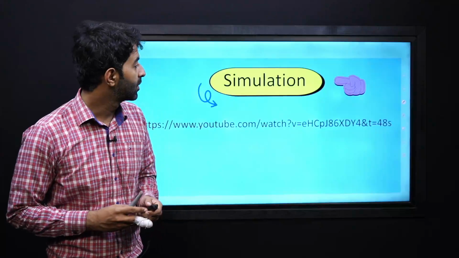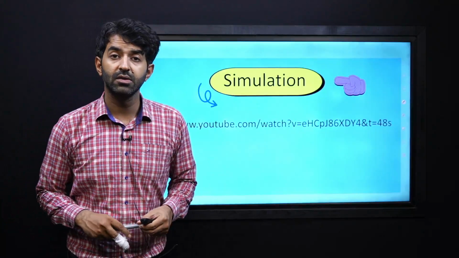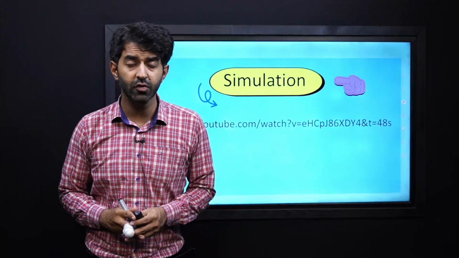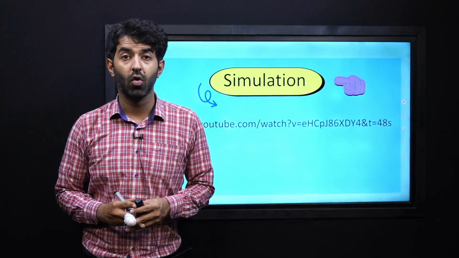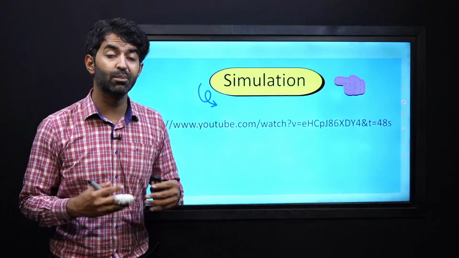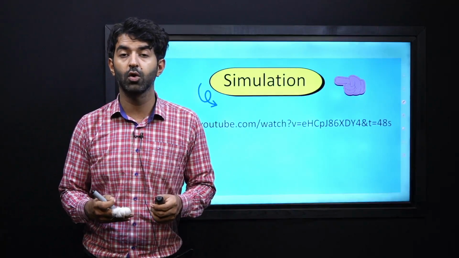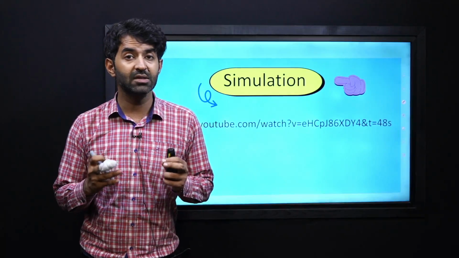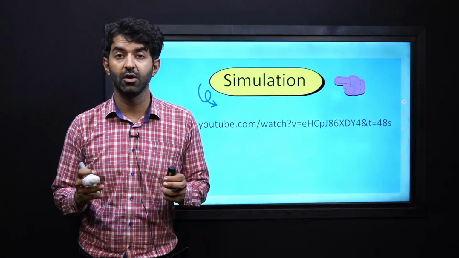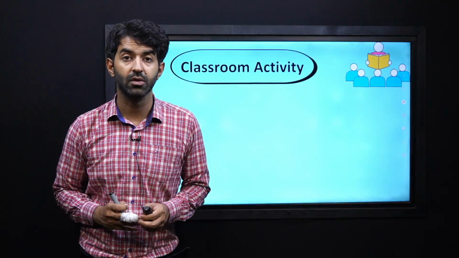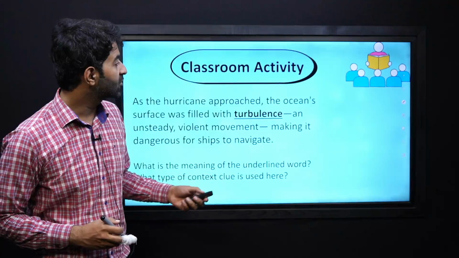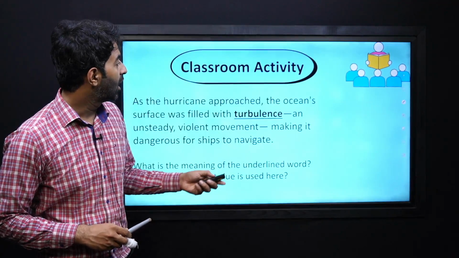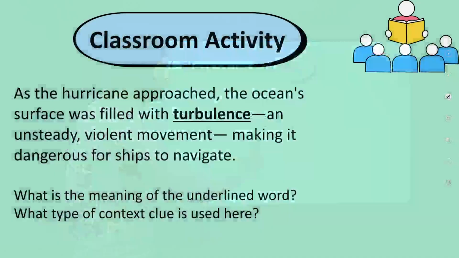Now, after learning about these different kinds of context clues, you can see on this slide a simulation video. You can play it later on to learn more about context clues and how you can easily build a skill of using these context clues in your reading comprehension. Now, this is your classroom activity where you will be finding out about the word turbulence in the sentence.